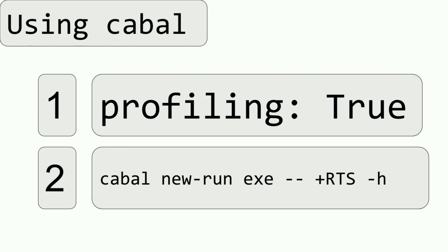And then when you run the executable, you can just use cabal new-run with the executable, and then pass the RTS option as you would do before. So setting up your executable to be profiled is actually not that difficult to achieve.